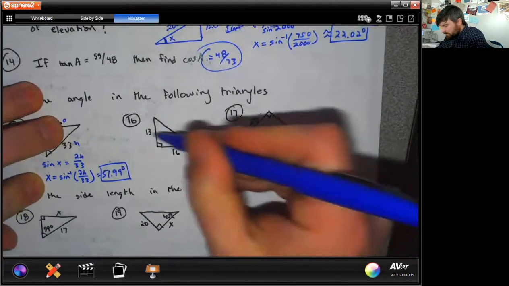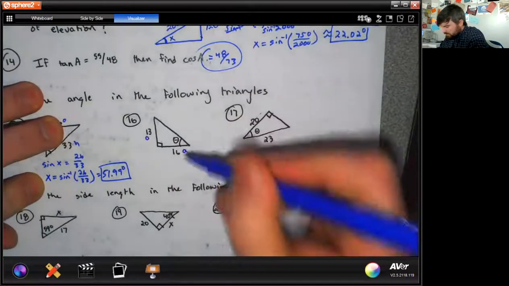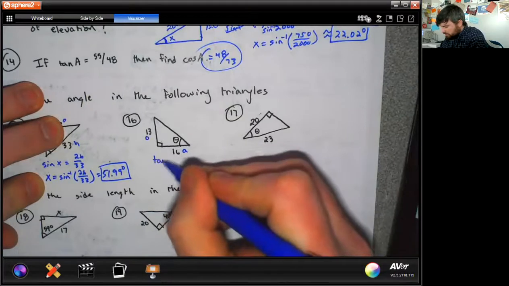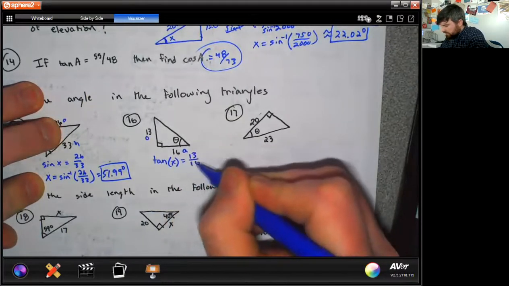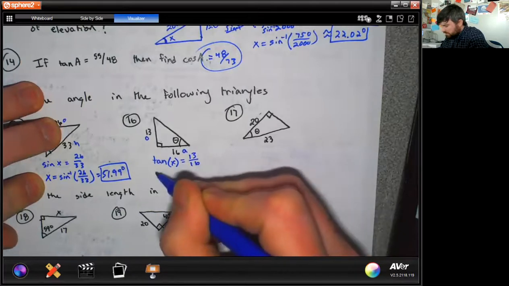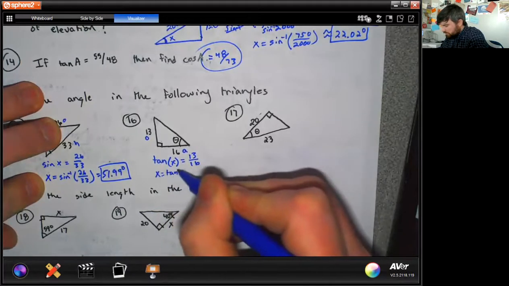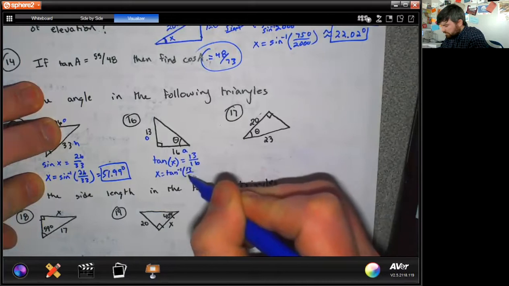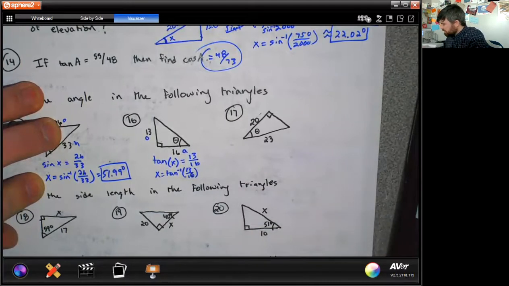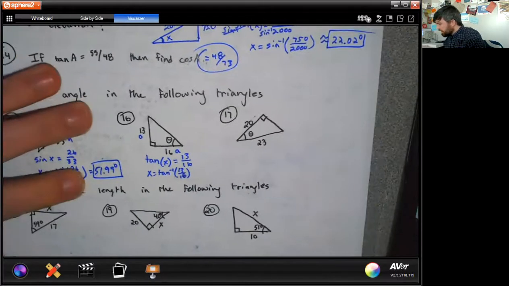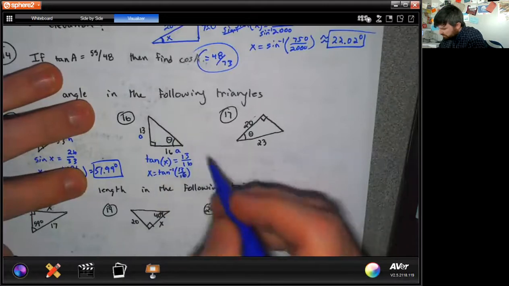Here we have opposite and adjacent, so that's tangent. 13 over 16, so we have to take the inverse tangent of 13 over 16. So the inverse tangent, 13 over 16, gives 39.09.